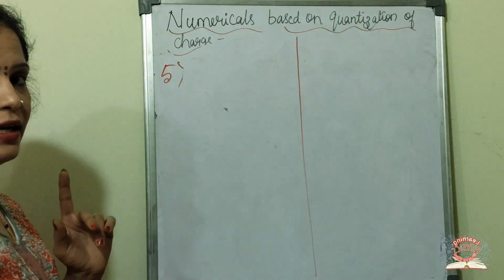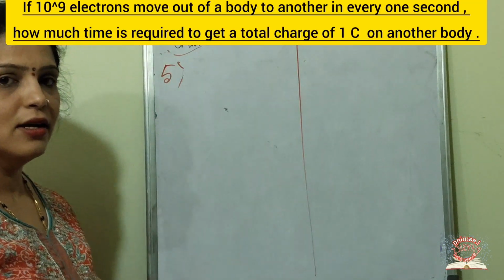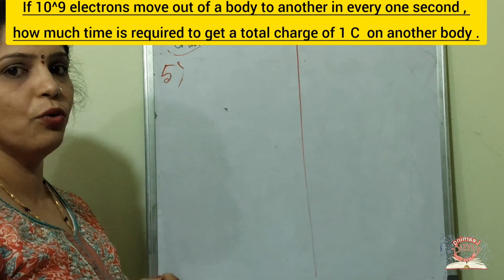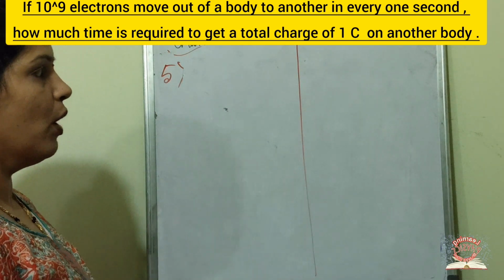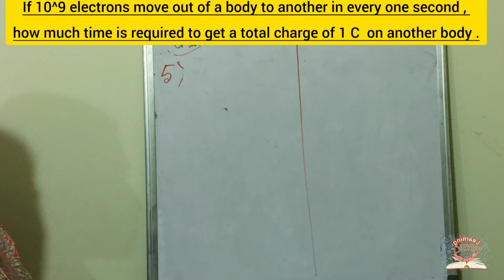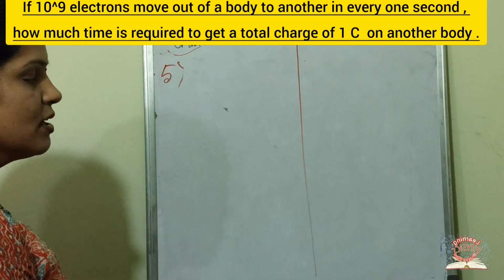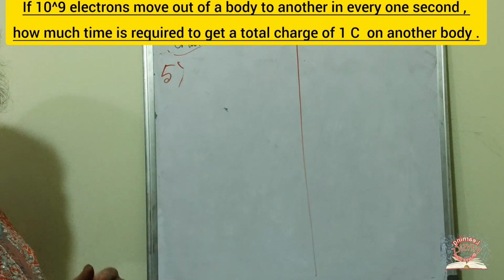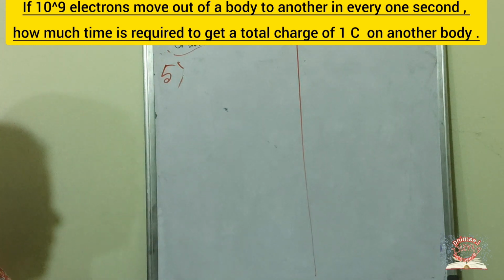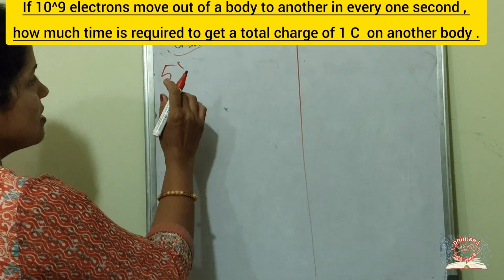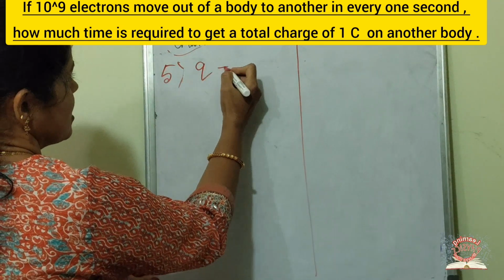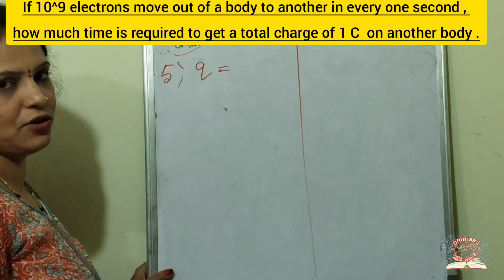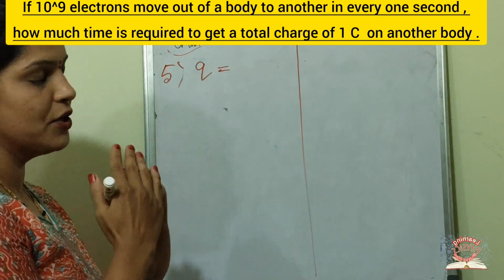1 coulomb is the biggest unit in electrostatics, okay? So that's why we are always using millicoulomb, nanocoulomb, microcoulomb like this. 1 coulomb is the biggest unit. So in order to have 1 coulomb of charge in a body, how much time will that body take, if it loses 10^9 electrons every 1 second? Since the body loses electrons, the charge on the body is positive, because it is deficit of electrons, hence the body becomes positive in charge.